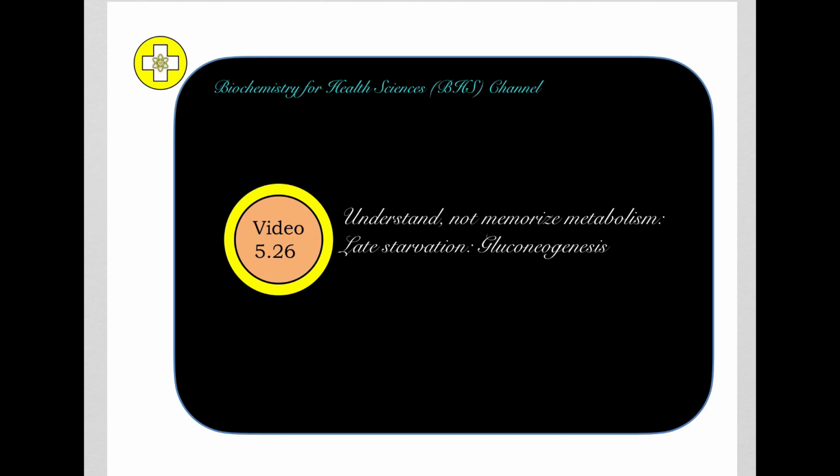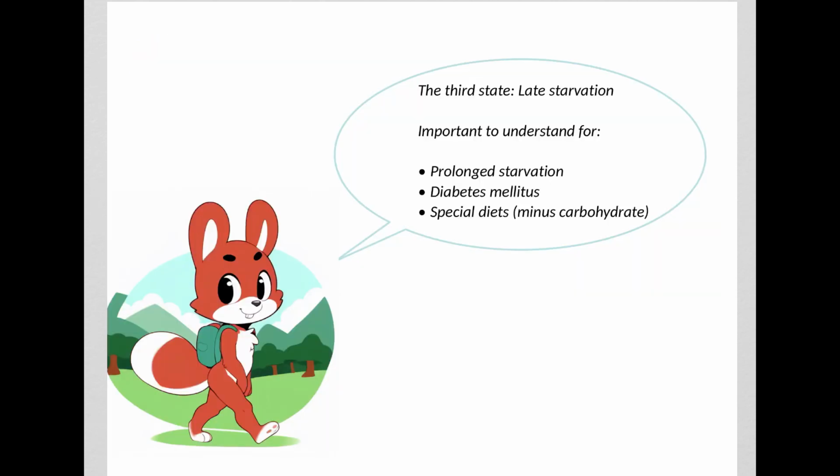In today's video, we shall discuss gluconeogenesis. In previous videos, we talked about the postprandial state as well as the early starvation state. Humans do have another physiological state, and we call this late starvation. And it's important to understand late starvation so that we can understand prolonged starvation, the disease diabetes mellitus, as well as understand what happens when a patient is on special diet.